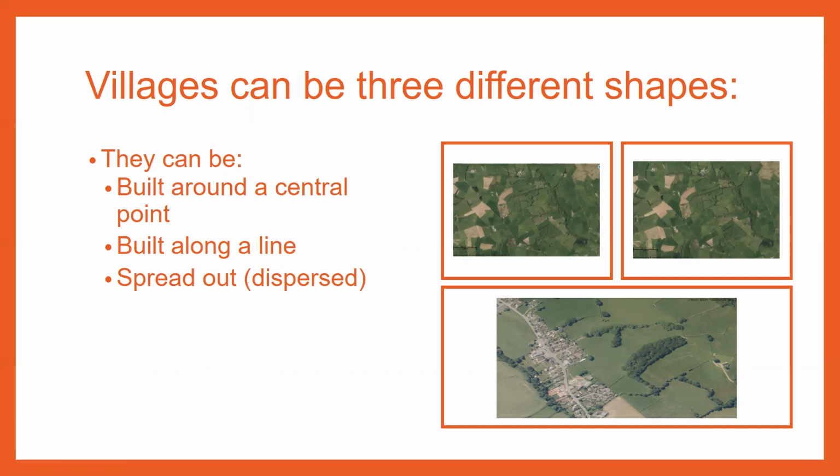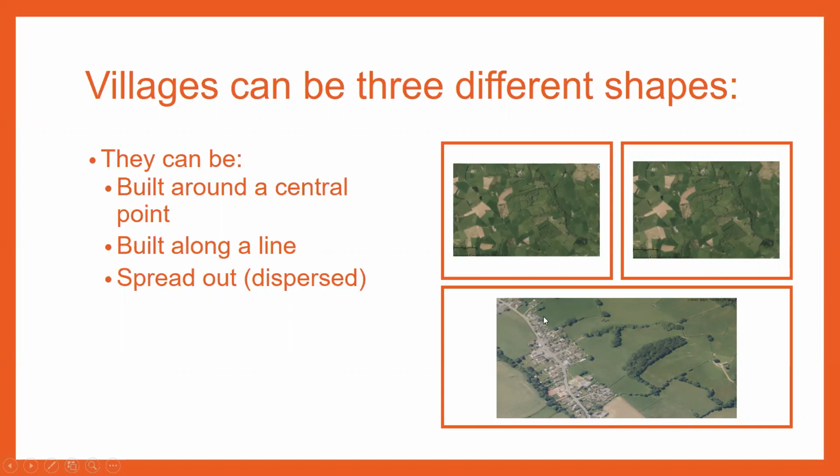Okay, welcome back. So you might have noticed that within that particular aerial photograph, villages can be many different types of shapes. They can be built around one central point. So if you go back to the previous image, you might see there was a big clump of houses and roads around a central area. Other times though, they might be built along a line. So if you look at this image at the bottom, the third one, you'll see the village and the houses and the buildings are built along a line.